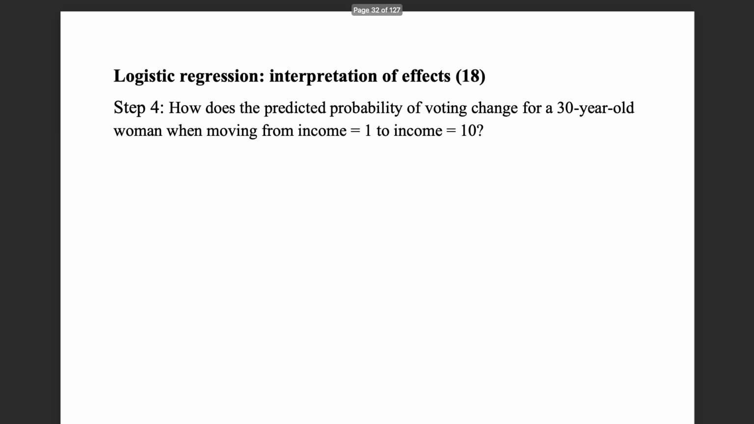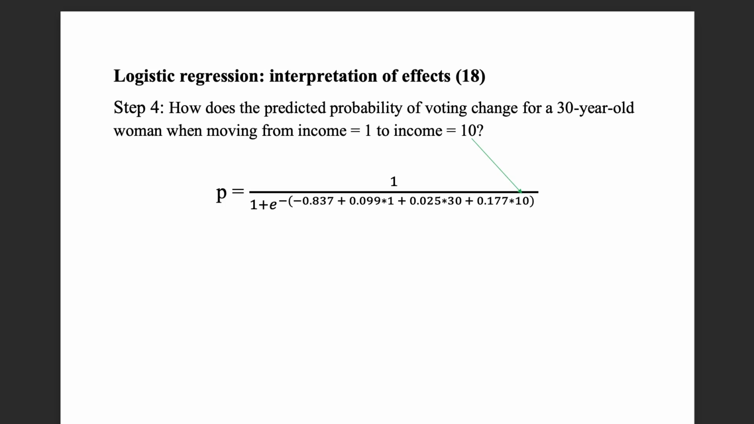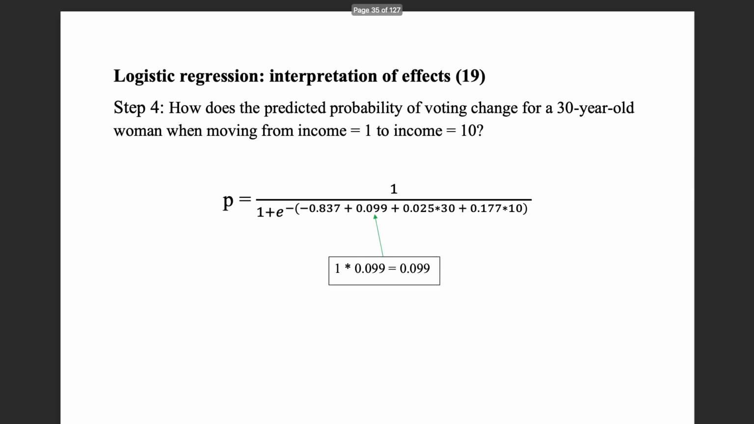Great, so now we know the predicted probability of voting for 30-year-old women that are in the first decile of household income. Now we need to do it again, of course, because we also want to know, well, what is the predicted probability of voting for 30-year-old women in the 10th decile of household income. So again, just fill in the values in the formula. Notice that everything here now stays the same as it was in the first instance that we solved this formula, except for the value that we fill in for income, because now we're going to do this for income equals 10. So we're going to multiply that coefficient for the income variable of 0.177 with the value 10.